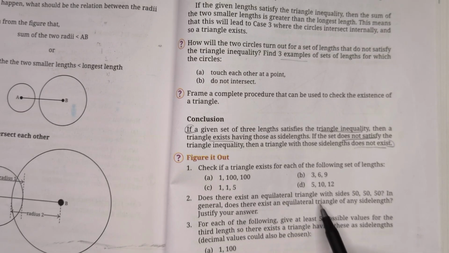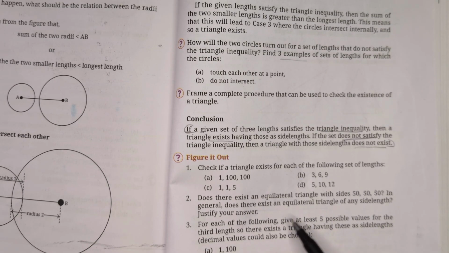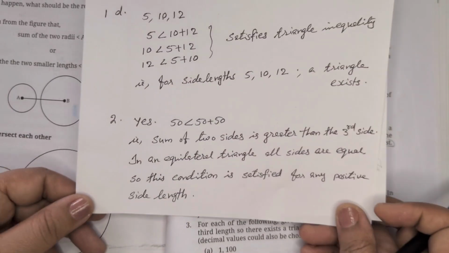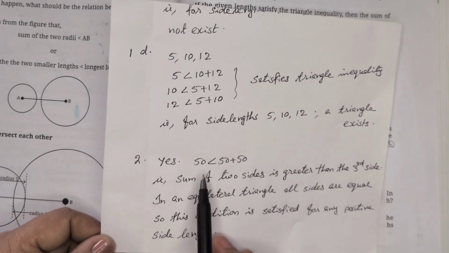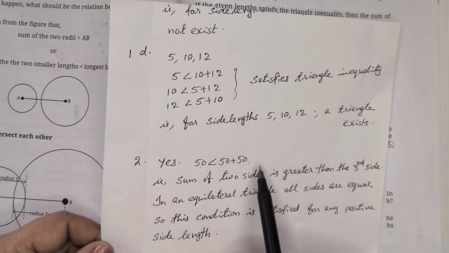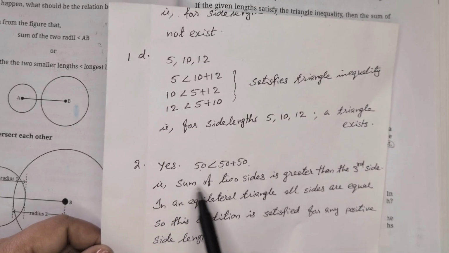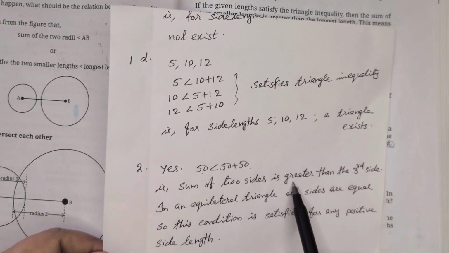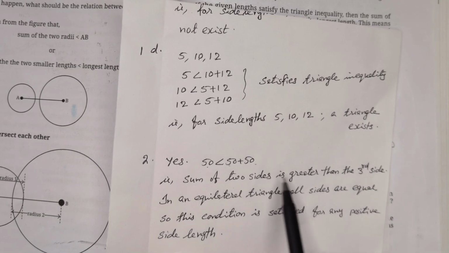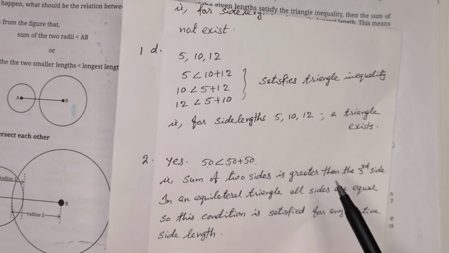Second question, does there exist an equilateral triangle with sides 50, 50, 50? In general, does there exist an equilateral triangle of any side length? Justify your answer. So we can write yes. Here, if we take 50, 50, 50, each is less than the sum of the other two. So the inequality is always satisfied. The sum of any two sides is greater than the third side. If all three measurements are the same, we can construct an equilateral triangle.